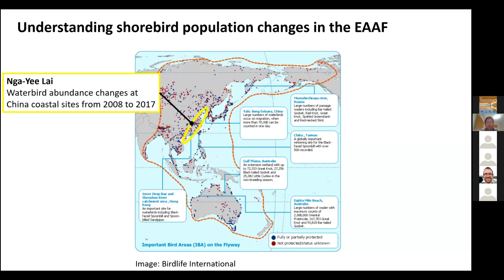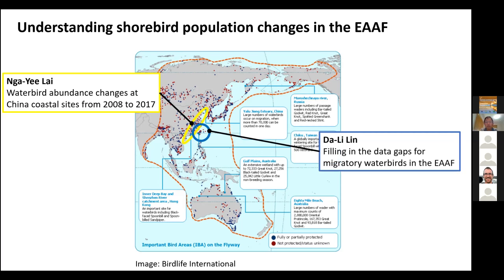First, Nga Yi Rai will be talking about her work on waterbird abundance changes along the Chinese coast. Next, Dali Lin from the Endemic Species Research Institute in Taiwan will cover the analysis of migratory waterbird data in Taiwan.